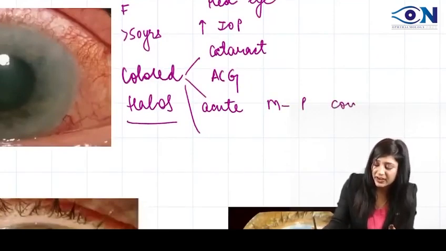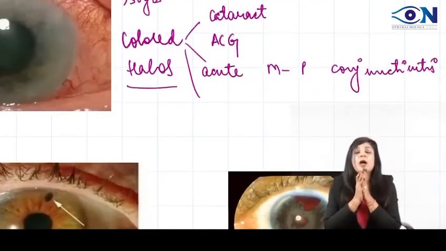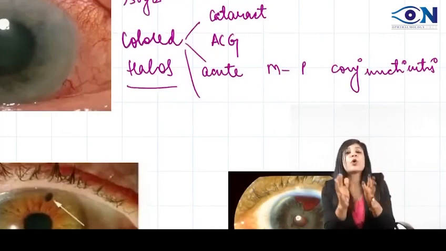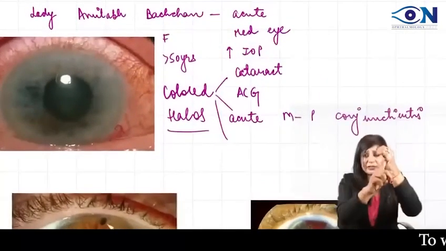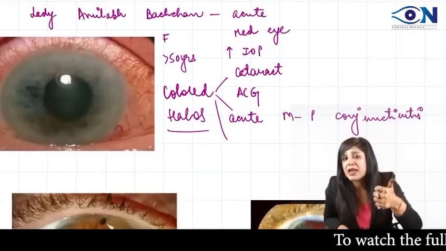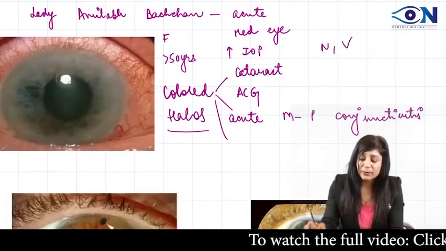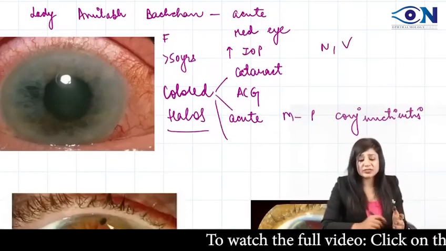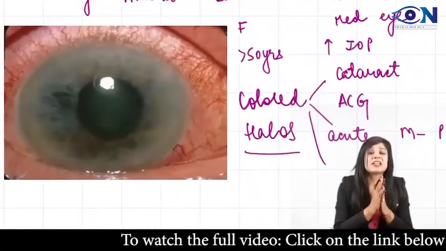mucopurulent conjunctivitis. So always remember, it can be either of the three. It can be cataract, it can be acute congestive glaucoma, or it is acute mucopurulent conjunctivitis. So your life is simple. Lady Amitabh Bachchan, fiery red appearance, acute red eye, a female more than 50 years of age, can come with nausea and vomiting with the colored halos. That means it is a case of the acute congestive glaucoma.